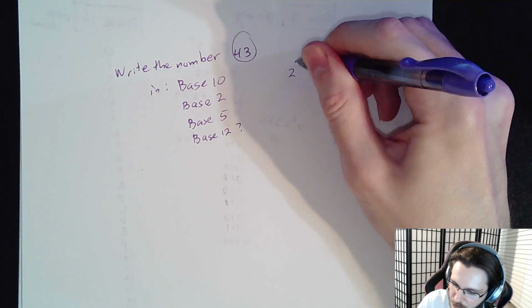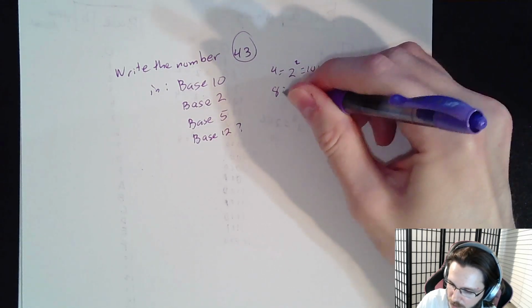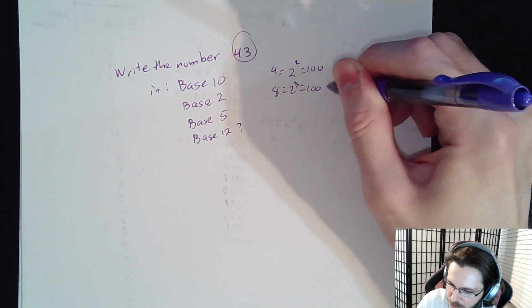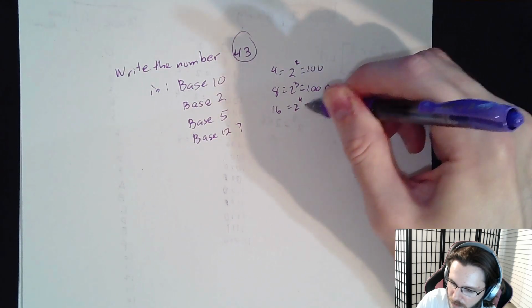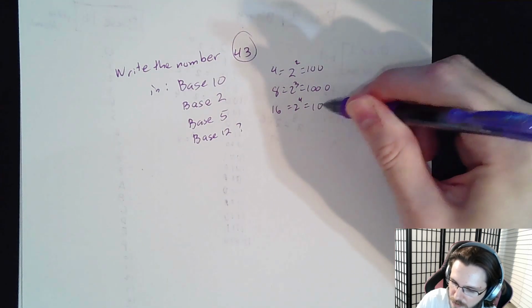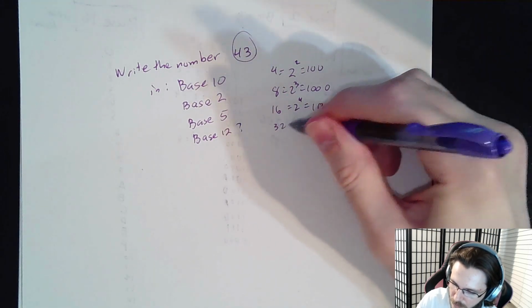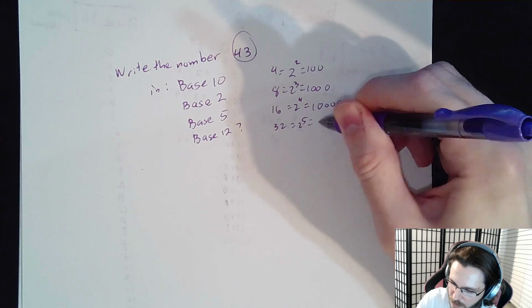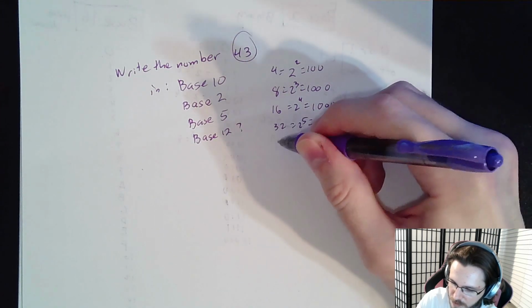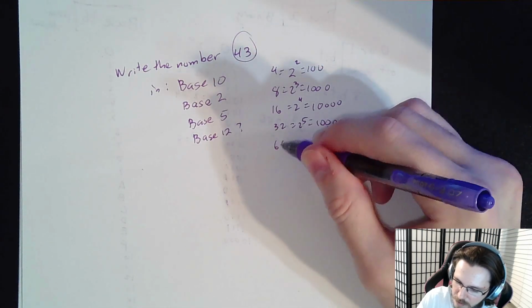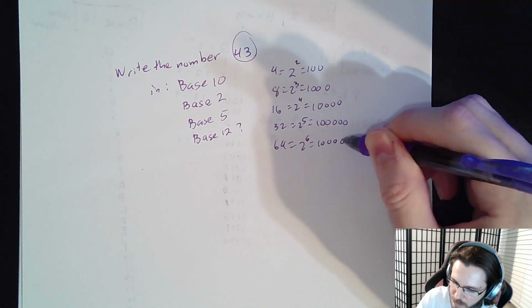We know that 2 squared, for instance, would be written as 100, and that's 4. 8 is 2 cubed, and that's 1000. And then 16 is 2 to the 4th, which is 10000, 4 zeros. 32 is 2 to the 5th, 100000, 5 zeros. And then over here, 64, 2 to the 6th, would be 1000000, 6 zeros.